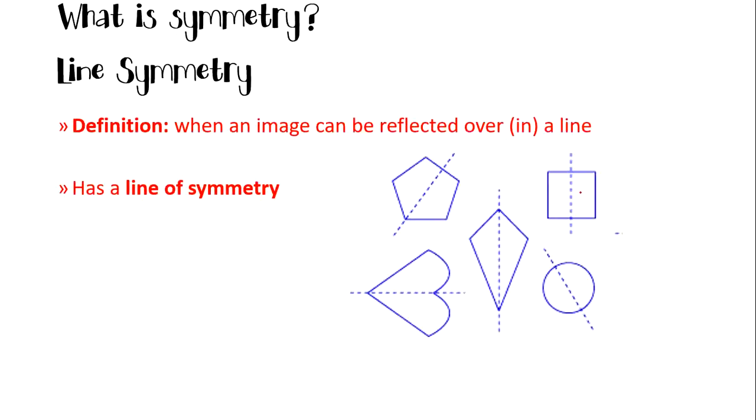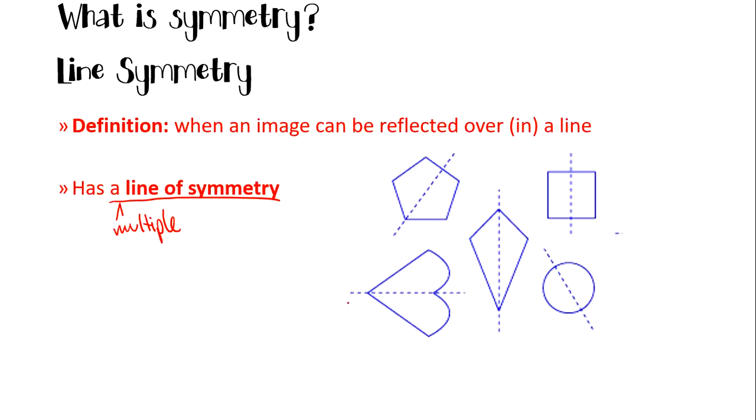So now we're going to talk about symmetry. There are two types of symmetry: line symmetry and rotational symmetry. So first, what is line symmetry? When an image can be reflected over or in a line, the image has a line of symmetry, and it can also have multiple lines of symmetry.